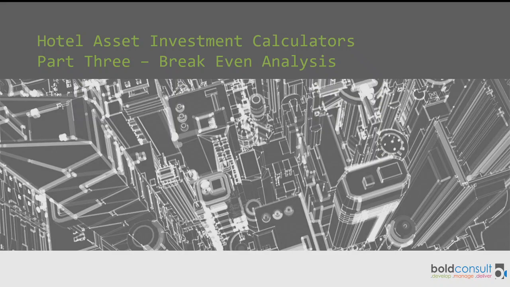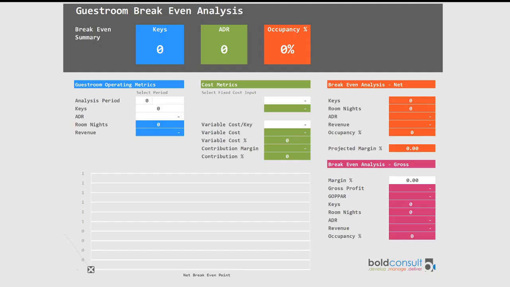I'd like to welcome you to the third in a series of short videos introducing metric analysis for hotel investments and capital expenditure projects. This time I'll be focusing on the break-even analysis calculator that I've referenced in previous videos. I will also be making the Excel file for the calculator that I demonstrate in the video available to download at no cost. I will start with the blank calculator for the guest room break-even analysis.